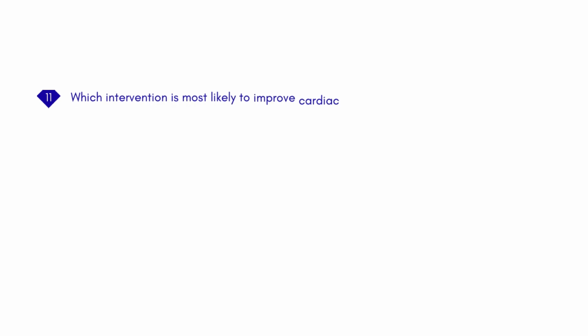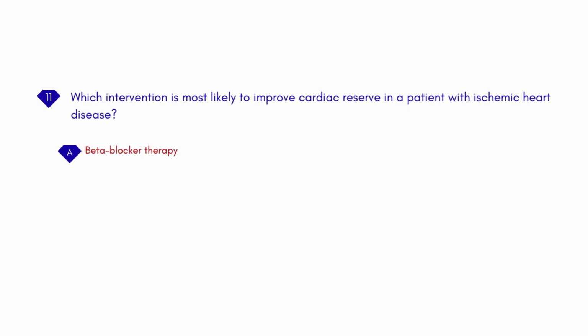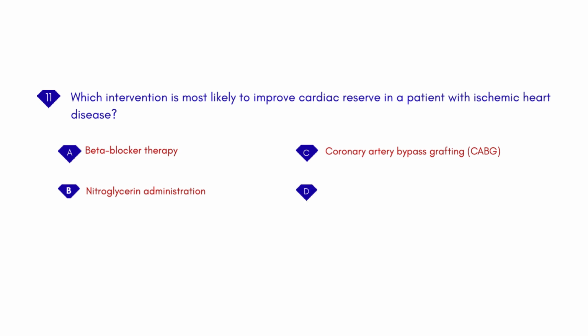Which intervention is most likely to improve cardiac reserve in a patient with ischemic heart disease? A. Beta blocker therapy. B. Nitroglycerin administration. C. Coronary artery bypass grafting, CABG. D. Diuretic therapy. Answer: C. Coronary artery bypass grafting, CABG.